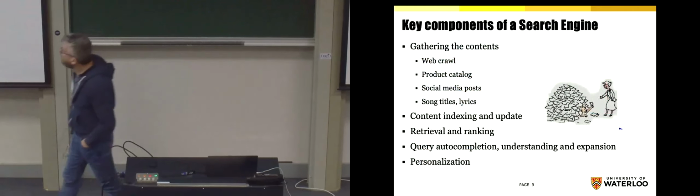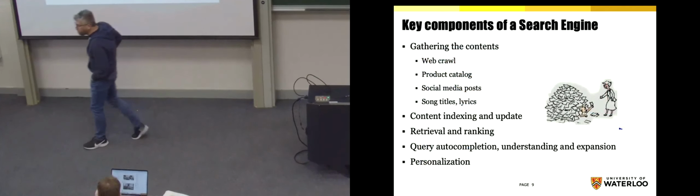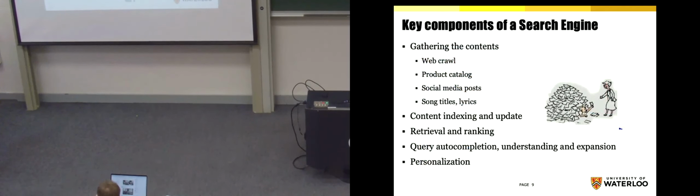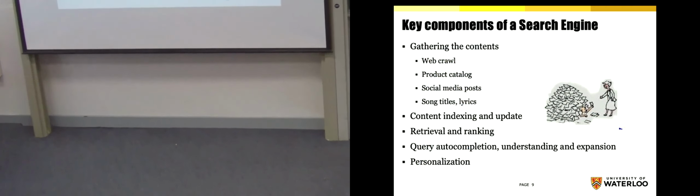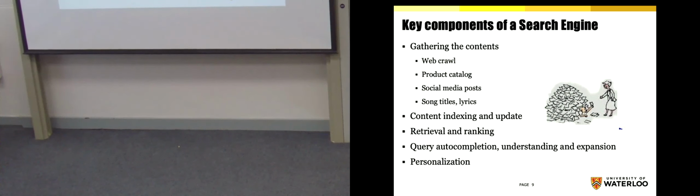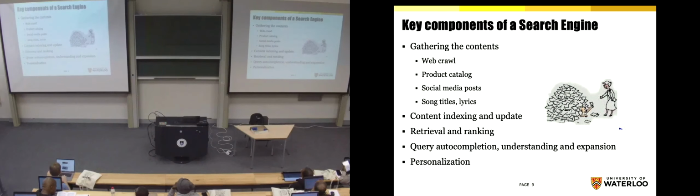So what are the pieces we're going to talk about? A search engine can be searching anything, but we have to find it. Somewhere in the world, if we're building a web crawl, if we're building something like Google or Bing or Yandex or Baidu, we need to go out and get the data off the web.